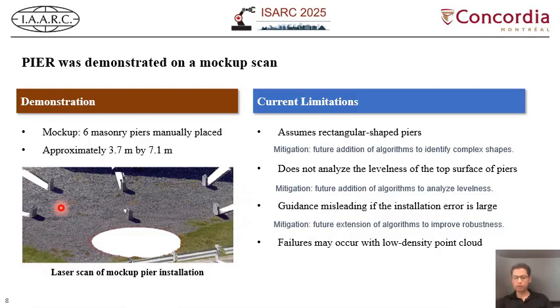So as you may have noticed, we assume rectangular shape piers, and so we're currently working on making the software able to identify more complex shapes. Also, we do not give instruction on levelness of the top surface of the piers, and this is a feature we want to add. Also, guidance can be misleading if installation error is very large, since we're using a minimum bounding box rectangle algorithm. And also we have seen some failure with low scan density point clouds.